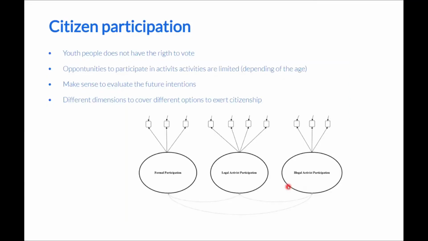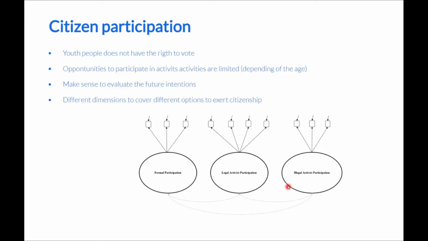Just a theoretical explanation or discussion about citizen participation. It's a very, very brief discussion about the first part of the estimation. Here I will use the hypothetical model that I thought about for some time in order to capture the complexity of participation in the youth population. And the youth population has different problems than other populations.